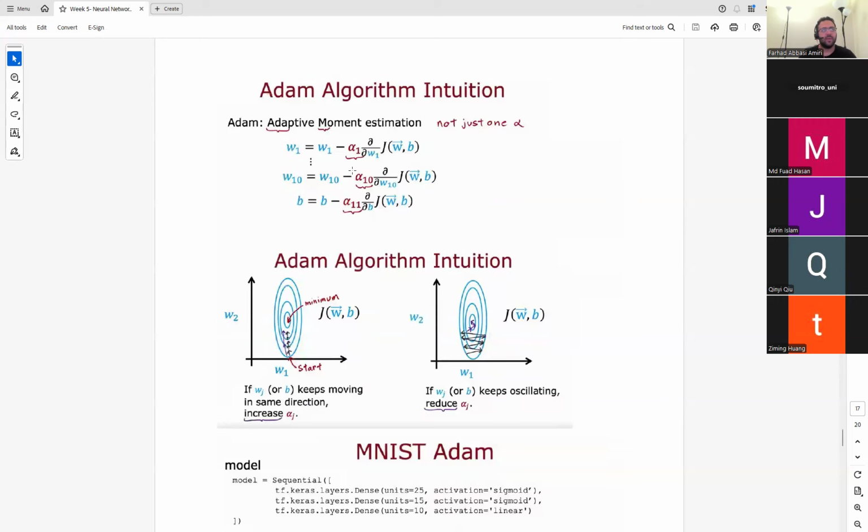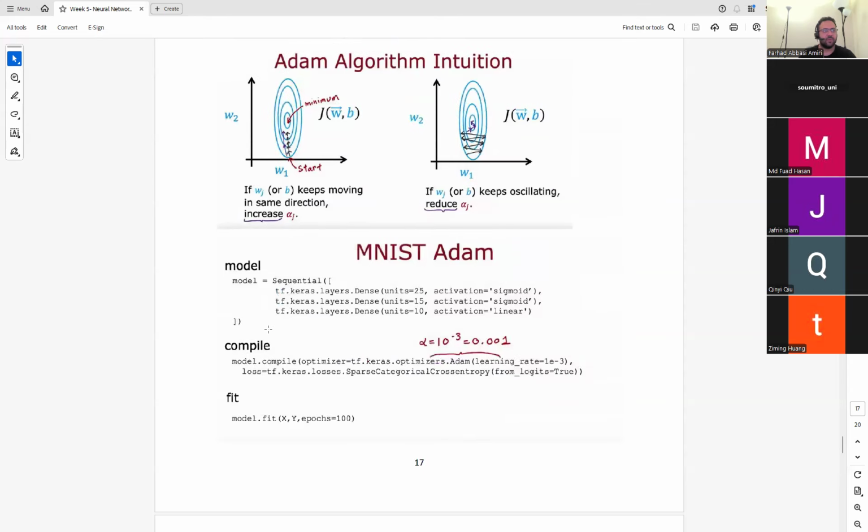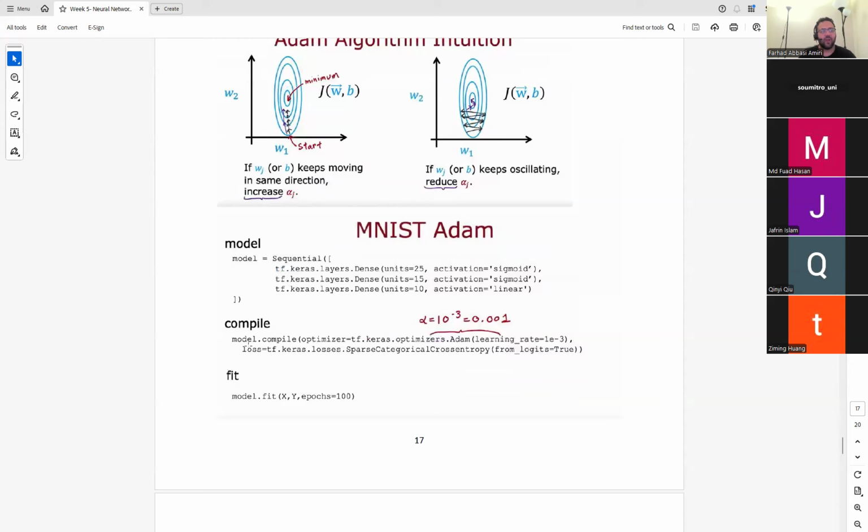So Adam adjusts the learning rate alpha in gradient descent and optimizes your model parameters faster. So here, for example, in the code, after building up your model using Keras dense layers, when you're compiling your model, change your optimizer to Adam. Optimizer equal to tf.keras.optimizers.Adam.